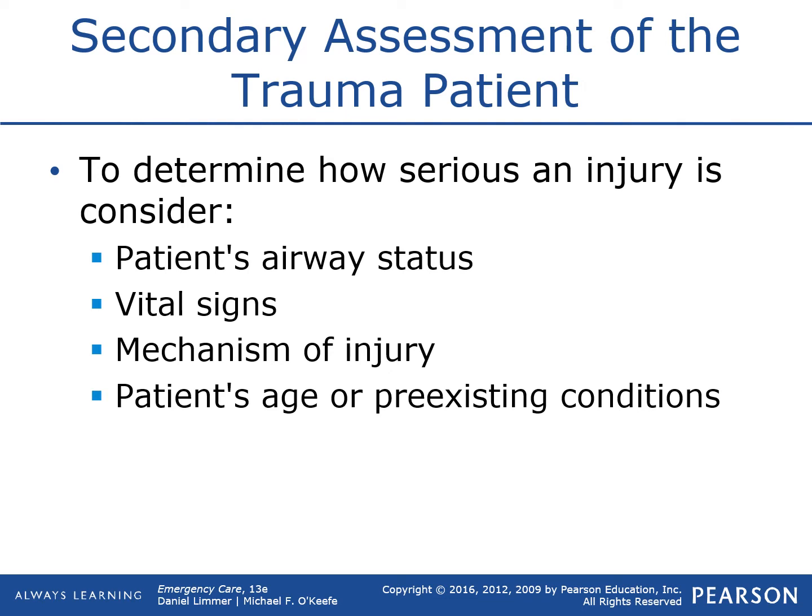Other things that you want to look at to determine how serious the injury is are their airway status, their ABCs, and vital signs. Vital signs are, again, an outward representation of what's happening inward in the body. Look at your mechanism of injury. Mechanism of injury can give you a good idea as to what the body may have experienced. That's why it's one of the first things we look at.